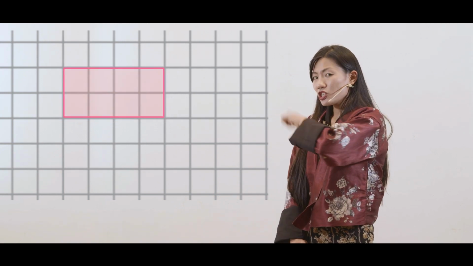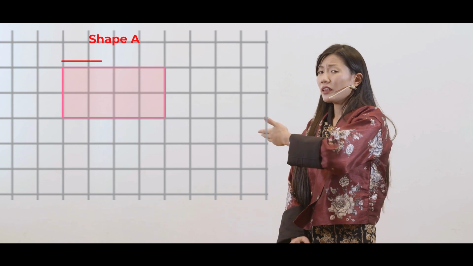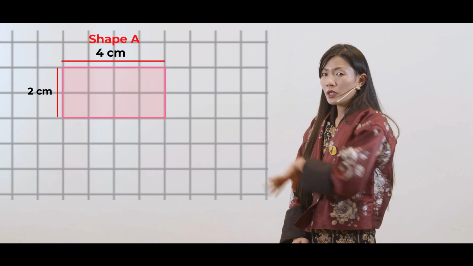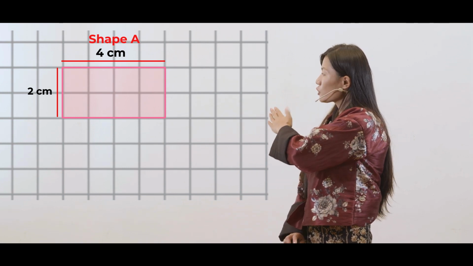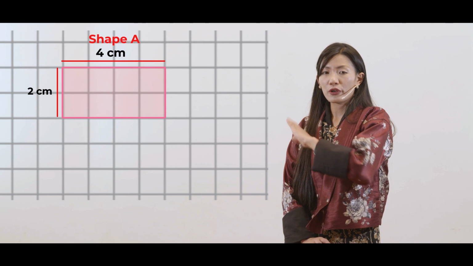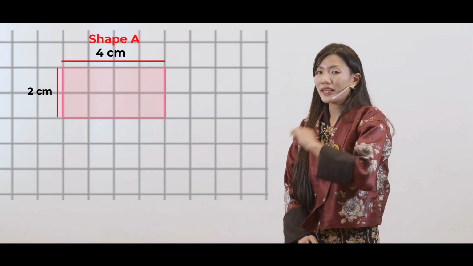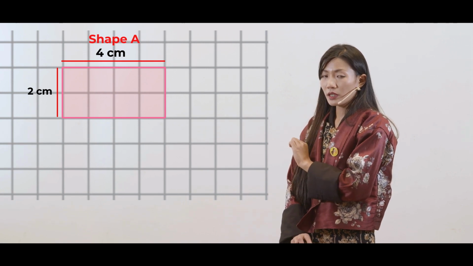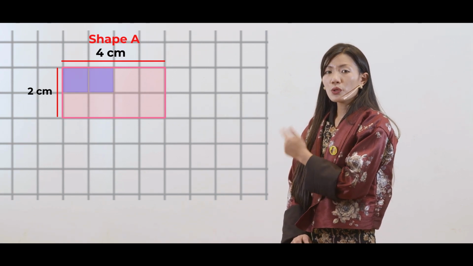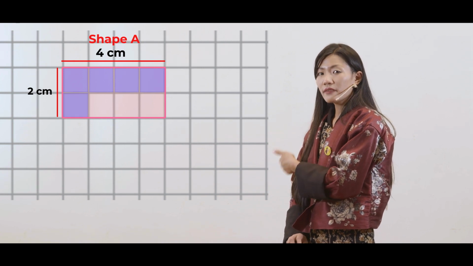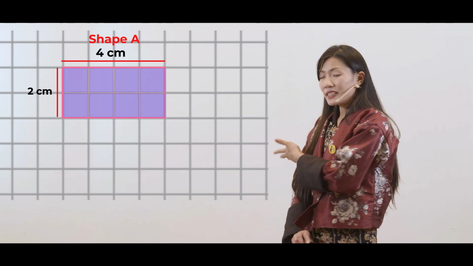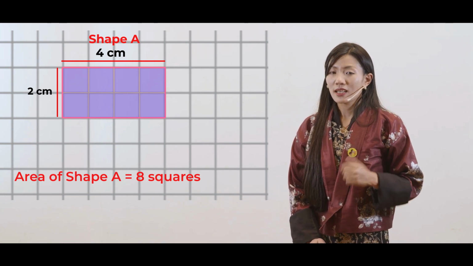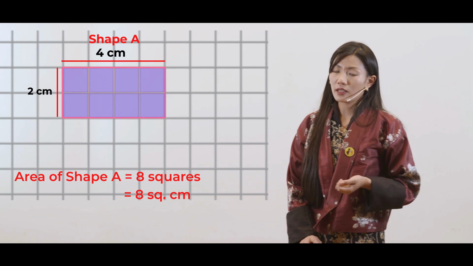For example, this shape has a length of 4 centimeters and a width of 2 centimeters. So we trace the shape firstly on the centimeter square grid. Okay? Then we count the squares that fill in the shapes. All right? So let us start counting. 1, 2, 3, 4, 5, 6, 7, 8. The area of this shape is 8 squares. That is 8 square centimeters.